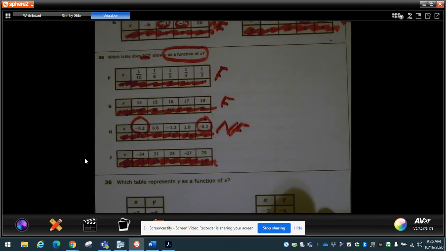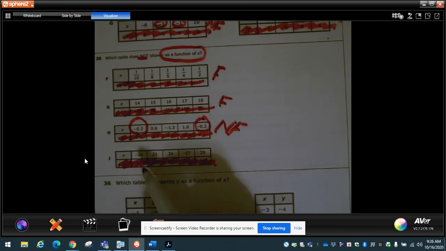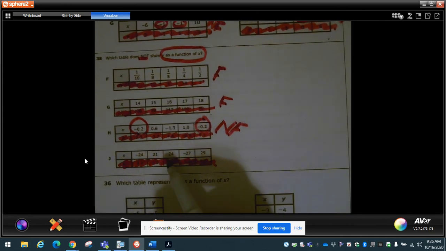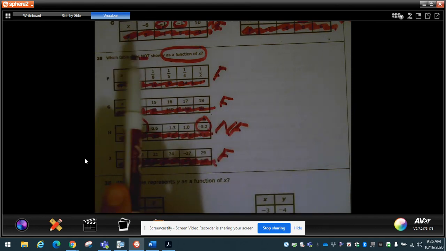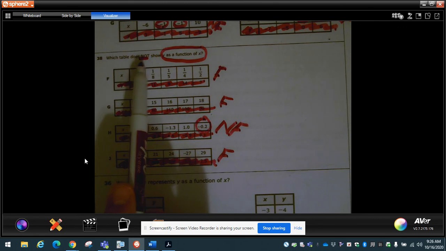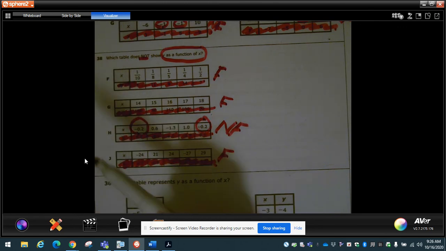Now let's go to J. So here our x's are negative 24, 21, 24, negative 27, and 29. This is also a function because none of our x's repeat. And our question is asking for the table that is not a function. So our answer would be H.